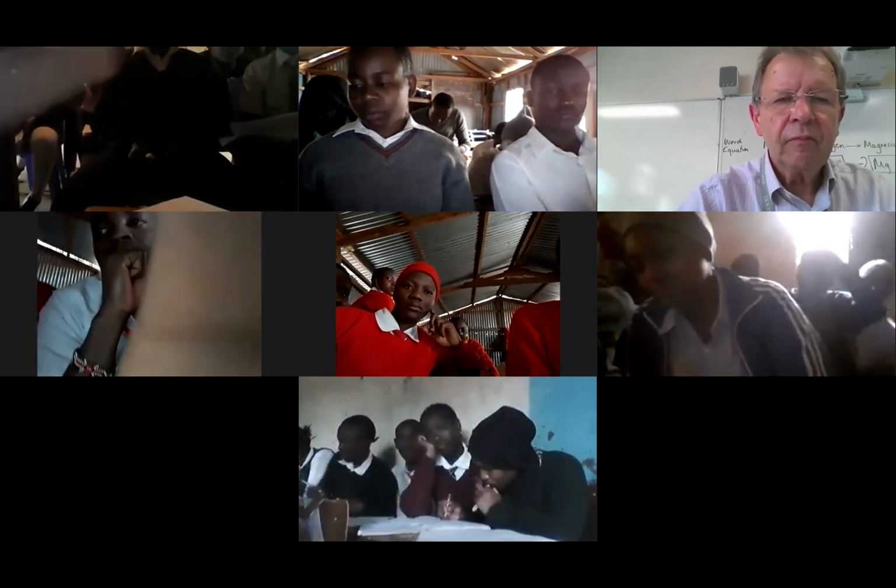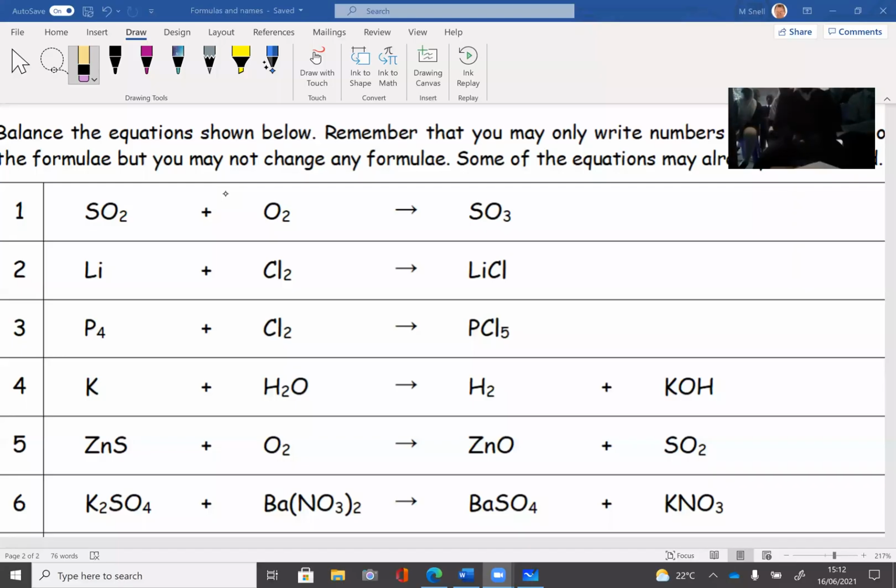There it is. So if you're already doing this and it's easy, that's fantastic. I wasn't sure about number 3, Makina. I couldn't really see number 3, but number 2 and number 4 looked fine.